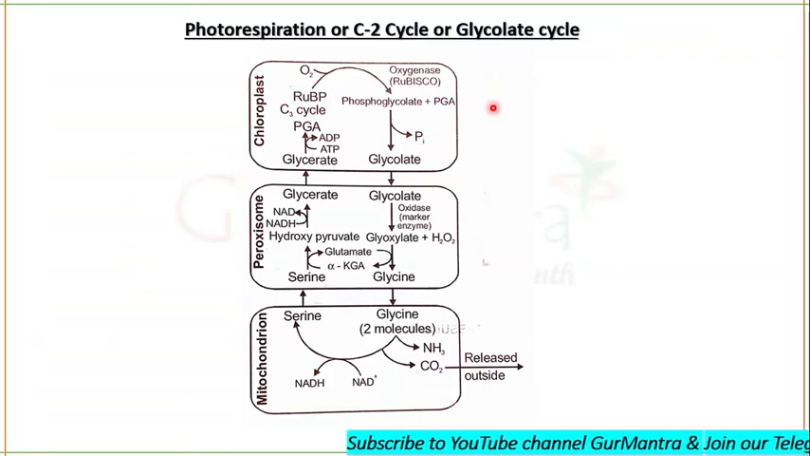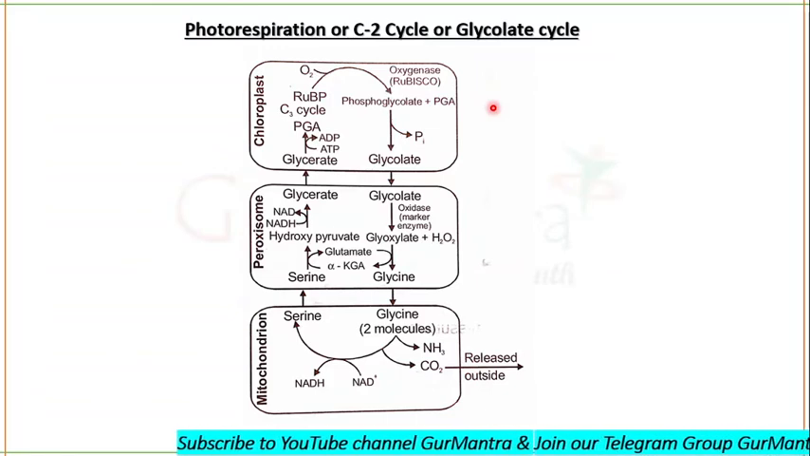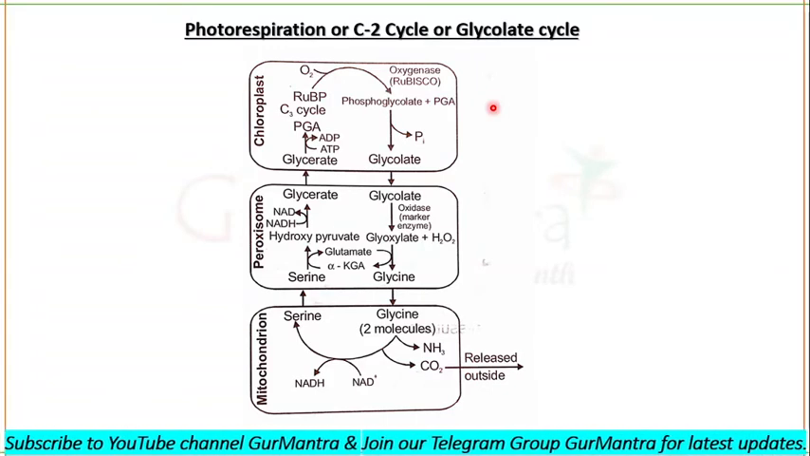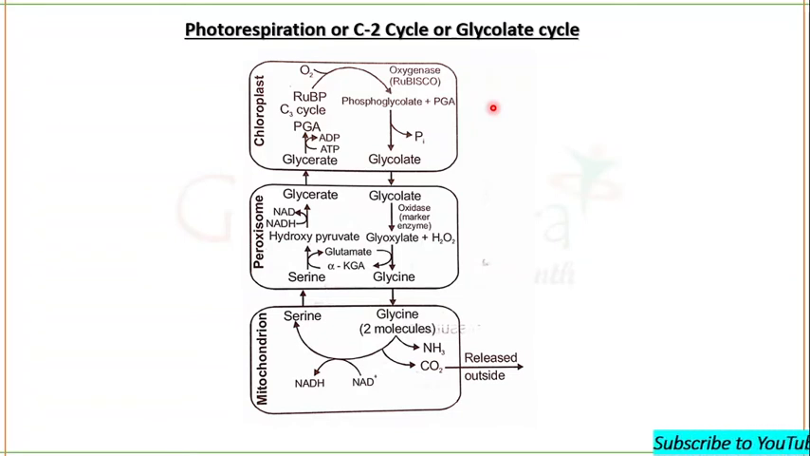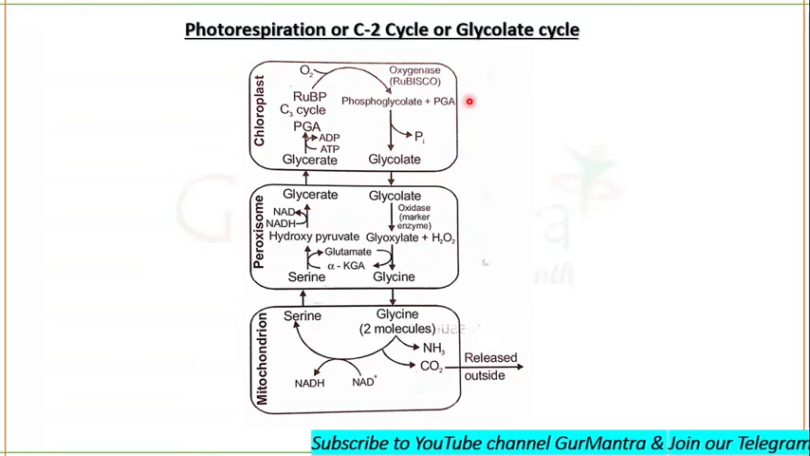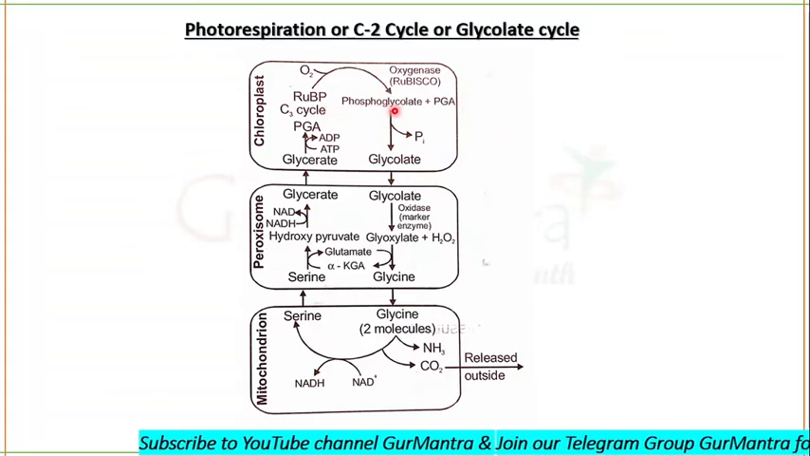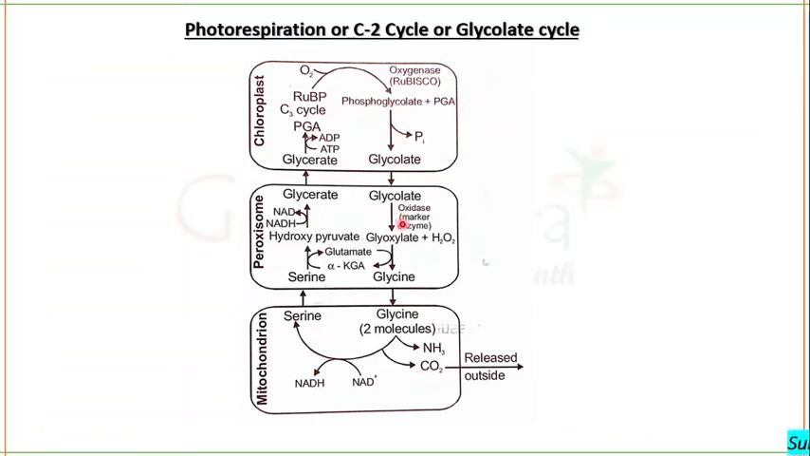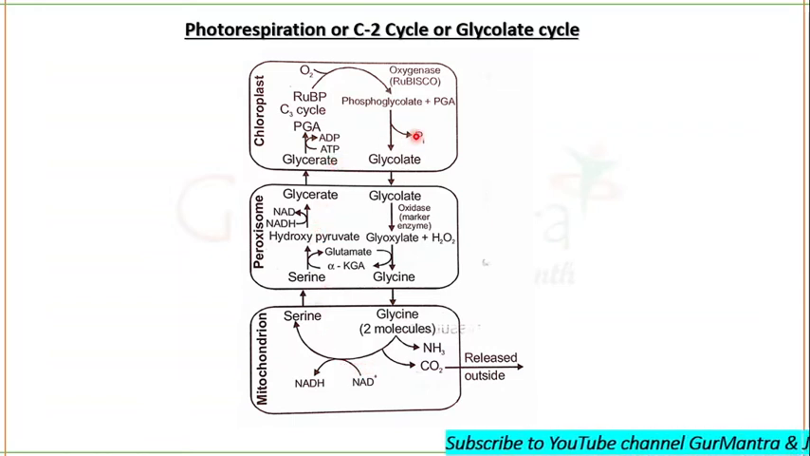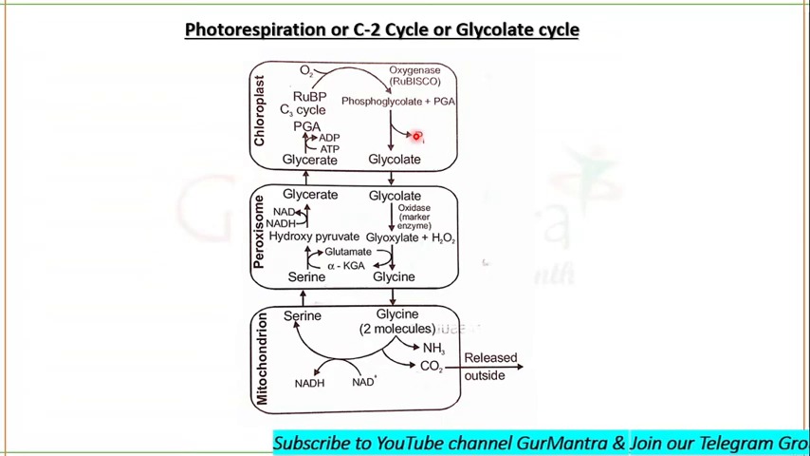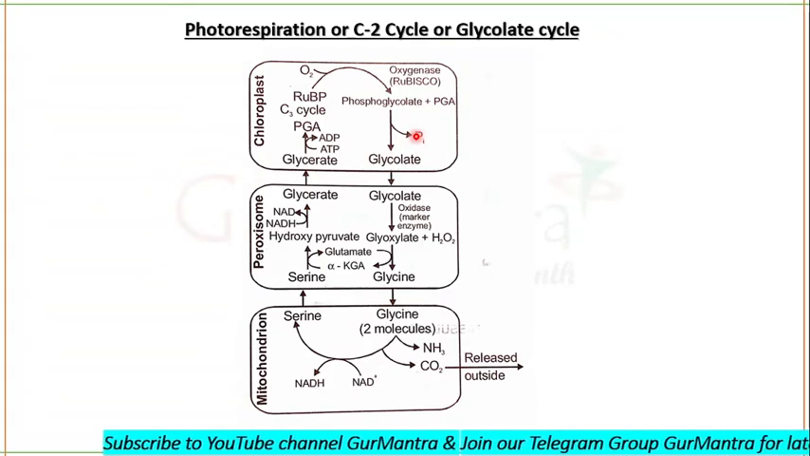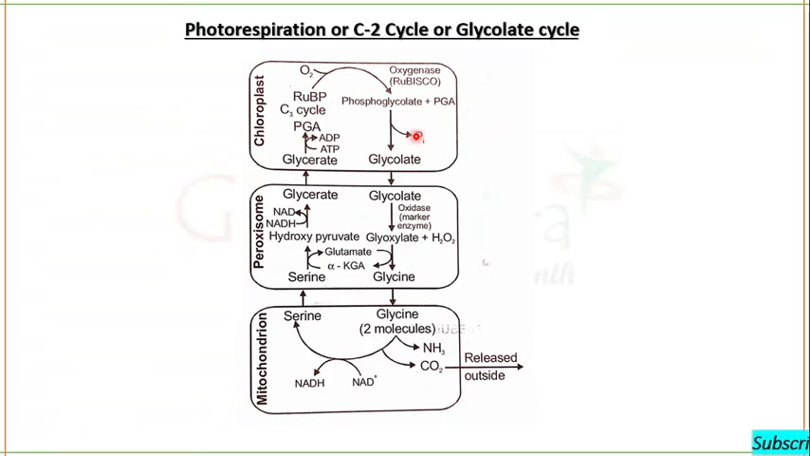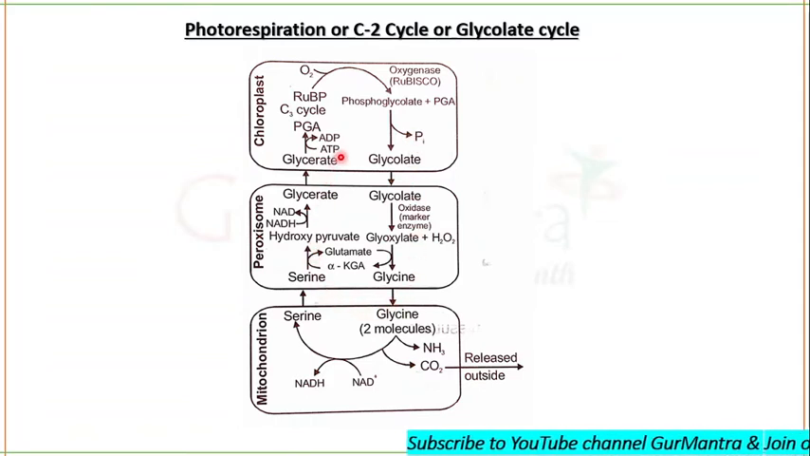You should remember, for 1 carbon dioxide, there is formation of 2 phosphoglyceric acid in case of C3 cycle. Here there is formation of only one phosphoglyceric acid, okay, and one is phosphoglycolate, which is metabolized in this manner now. And in this process, definitely there is phosphoglyceric acid which can be utilized in the C3 cycle, but still there is a wastage of energy.